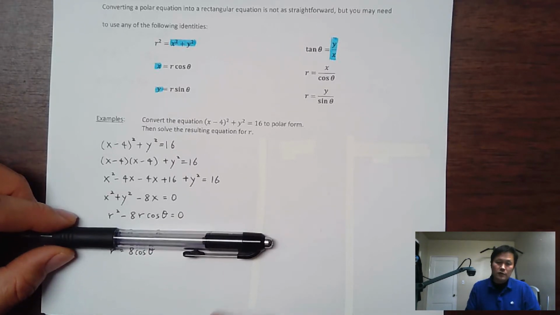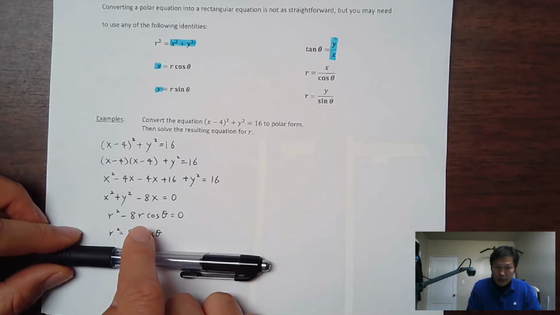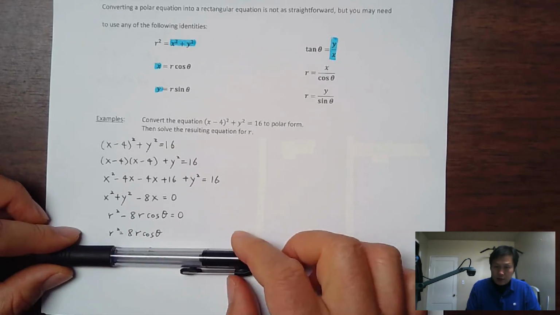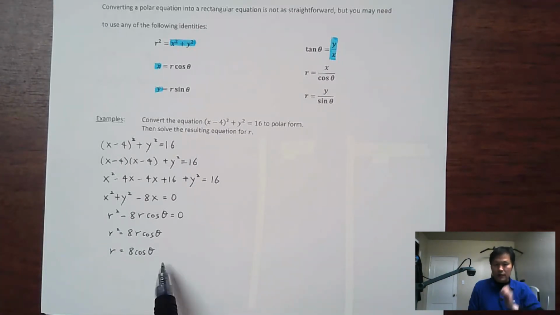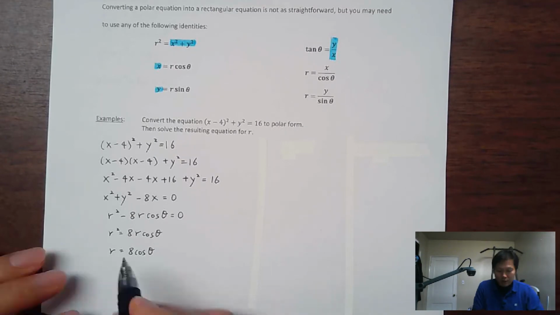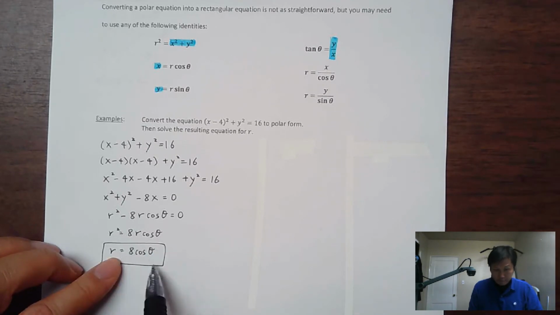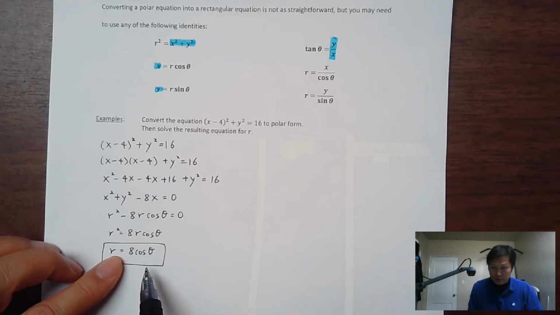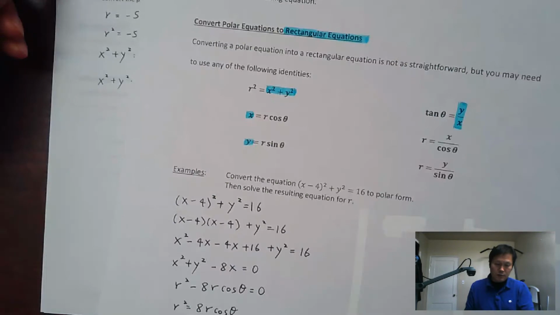From here you just have to solve for r. If you add 8r cosine theta to both sides, you have r squared equals 8r cosine theta. You have r on both sides, so divide by r on both sides. Then it becomes r equals 8 cosine theta. One thing to be careful about in the final answer: r equals something, and the right-hand side should not have r in it. Theta could be there, but r cannot be in terms of another r. So that was one example.